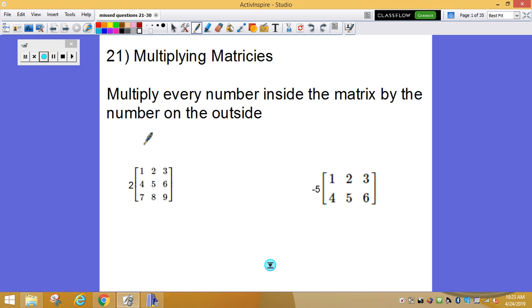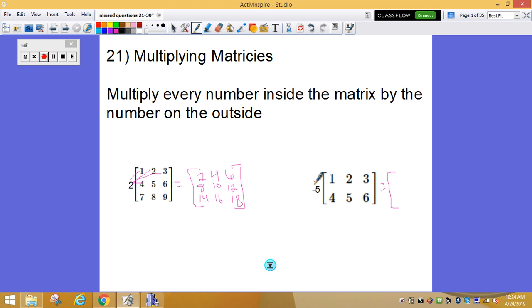Multiplying matrices is really easy. You just take whatever number is on the outside. We're going to multiply it to every number that's on the inside. So this 2 is going to multiply to everything on the inside. So your answer would be 2 times 1 is 2, 2 times 2 is 4, 2 times 3 is 6, 2 times 4 is 8, and then 10, and then 12, and on the bottom 14, 16, and 18. And that's my answer.